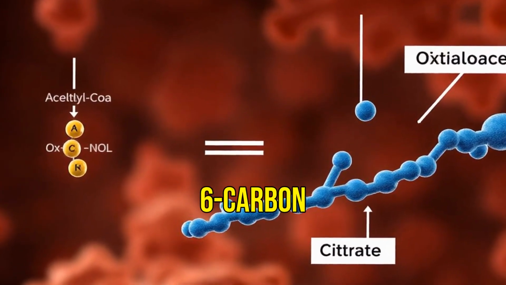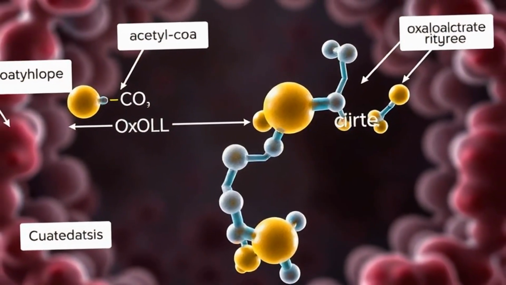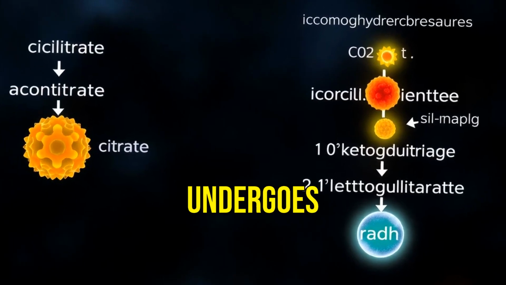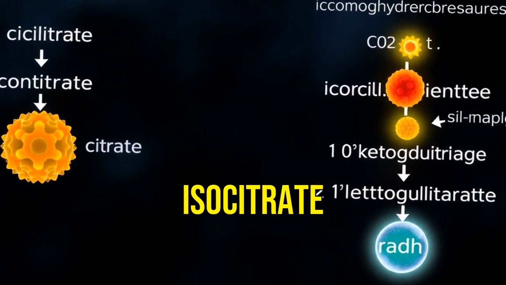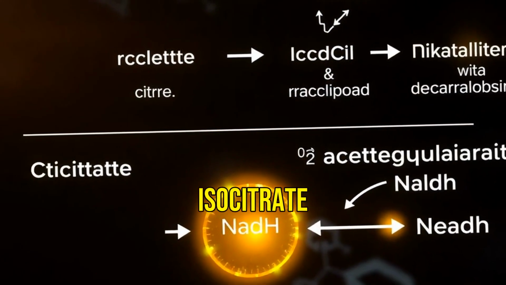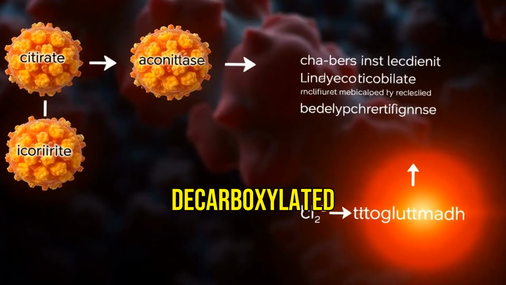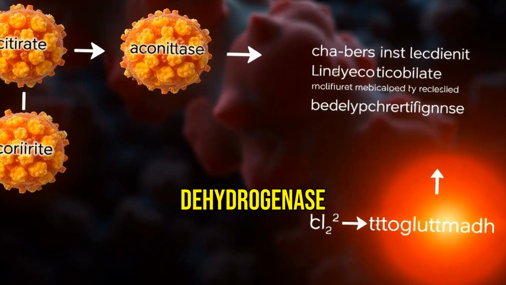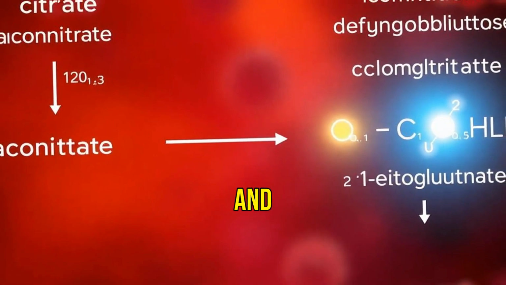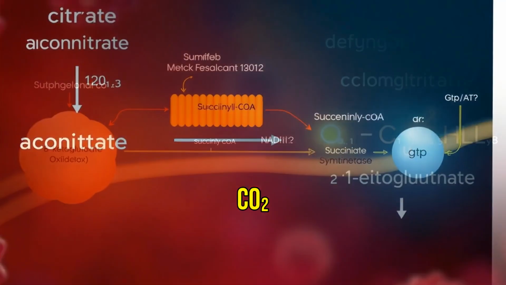form a 6-carbon compound called citrate. This step is catalyzed by citrate synthase. Citrate then undergoes isomerization to isocitrate via aconitase. Next, isocitrate is oxidized and decarboxylated by isocitrate dehydrogenase, producing α-ketoglutarate, NADH, and the first molecule of CO2.